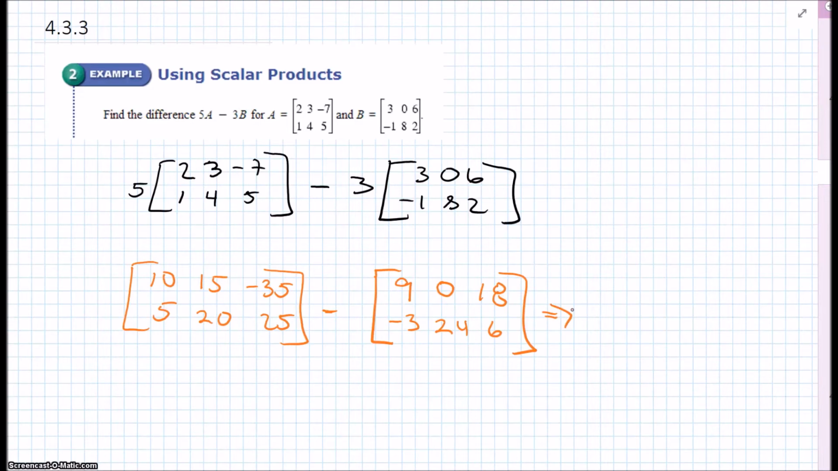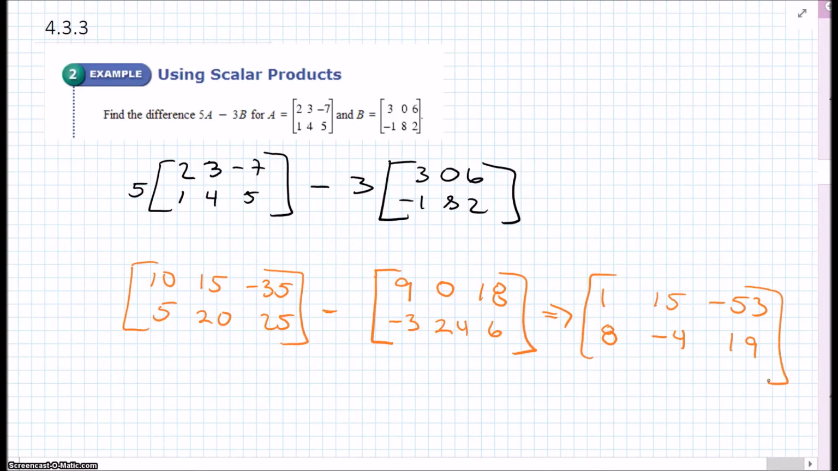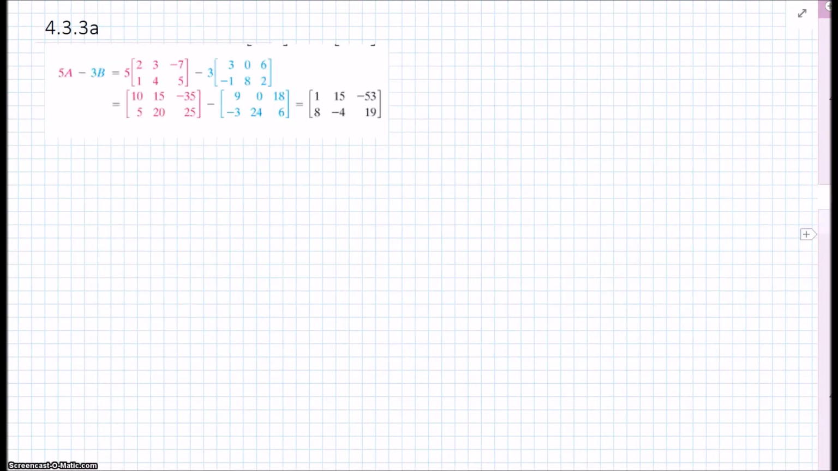So 10 minus 9 is 1. 15 minus 0 is 15. -35 minus 18 would be -53. 5 minus -3 would be 8. 20 minus 24 would be -4. 25 minus 6 would be 19. So we have 1, 15, -53, 8, -4, 19. Okay.